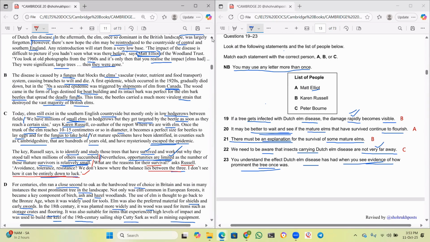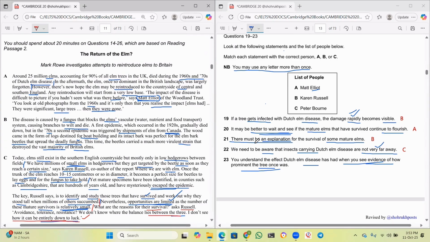Where did we read this? I think we read it very early in the passage, right? So where did we read it, guys? Any guesses here? Anything? No? Okay, let me tell you. Look at paragraph A, last sentence. You look at the old photographs from the 1960s, and it's only then you will realize the impact they had. There were significant large trees, and then they are gone. That's what he says. You understand the effect.